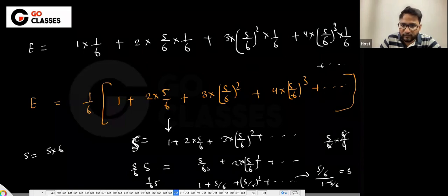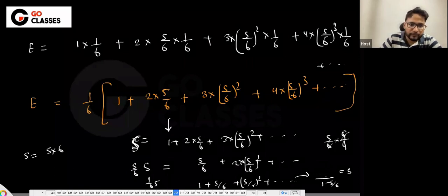5/6 S, 5/6 into 2 into 5/6 square. So this is 1 plus 5/6, and this is 5/6 square. Oh, this A is 1. Okay, A upon 1 minus R, no?